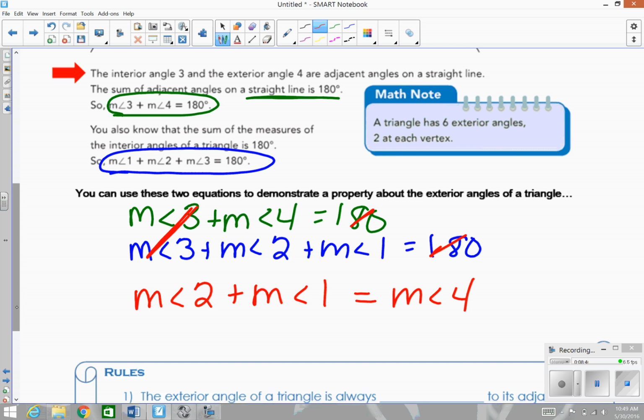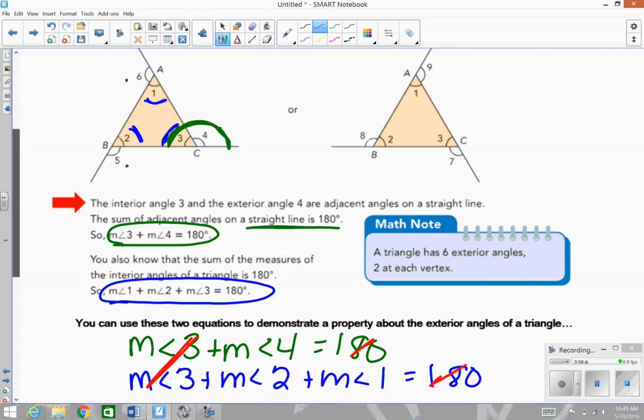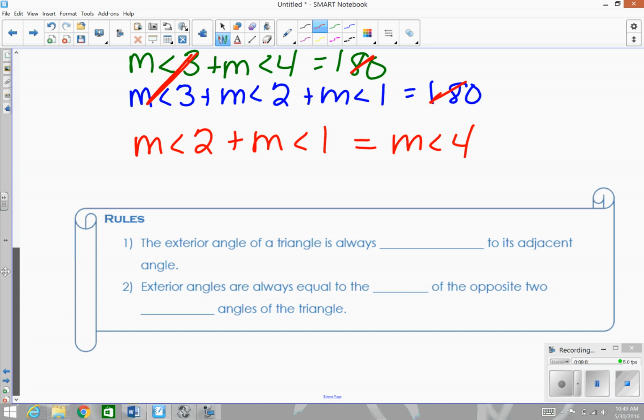And if we look at the picture, hopefully this makes a lot more sense. This angle 4, which is exterior, is equal to angle 1 plus angle 2, so the sum of those two interior angles. And that's the rule, that's the property. It's a little funky, but it'll always work.